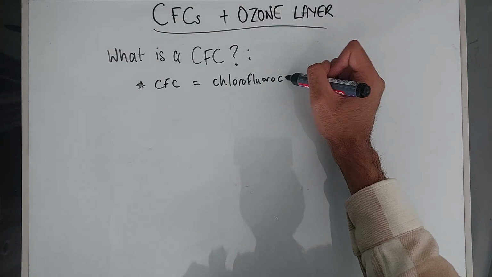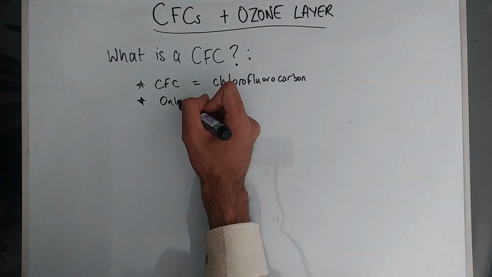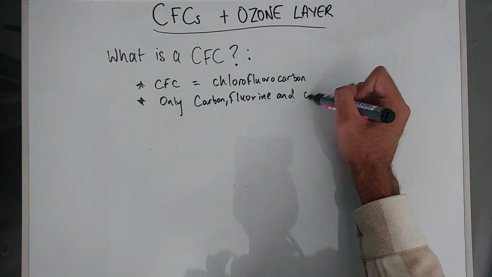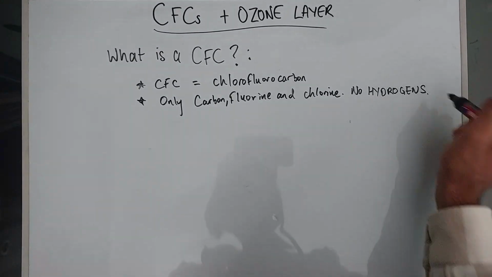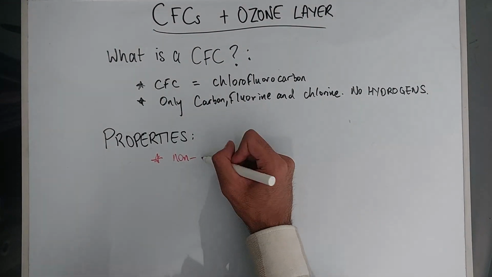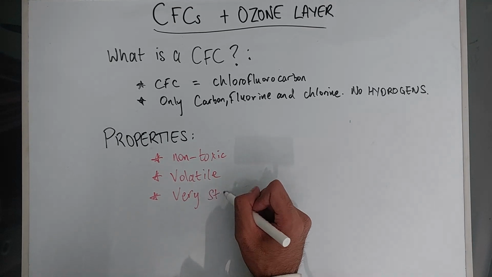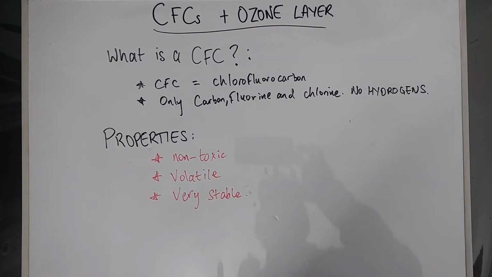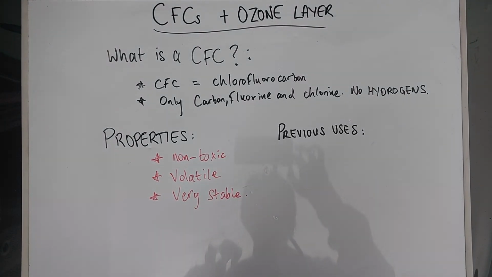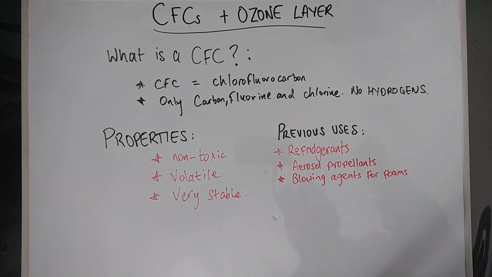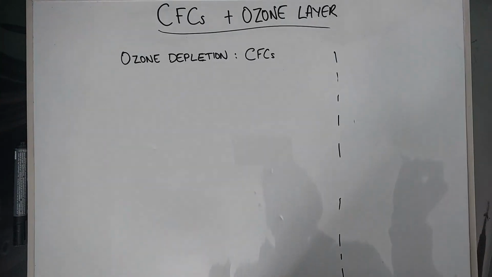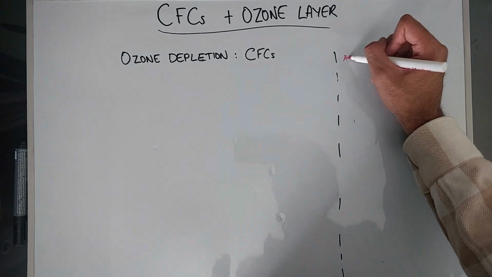Chlorofluorocarbons, or CFCs, are haloalkanes that only contain carbon, fluorine and chlorine, so all of the hydrogens have been replaced. Here are some of the properties of CFCs. They are non-toxic, volatile and overall very stable molecules. These were widely used in fridges and as aerosol propellants until it became known that CFCs have ozone depleting properties.